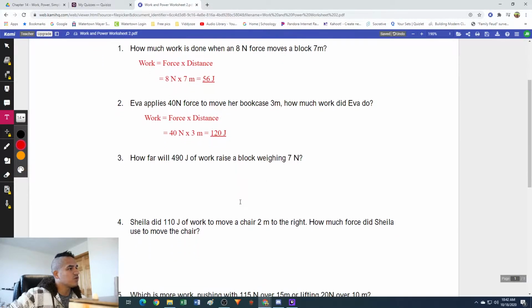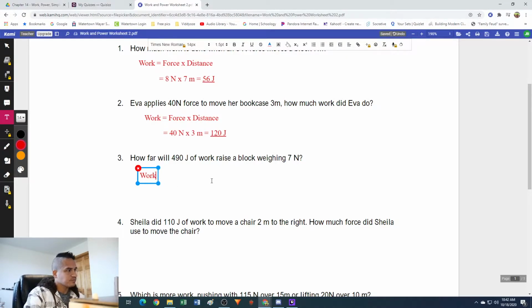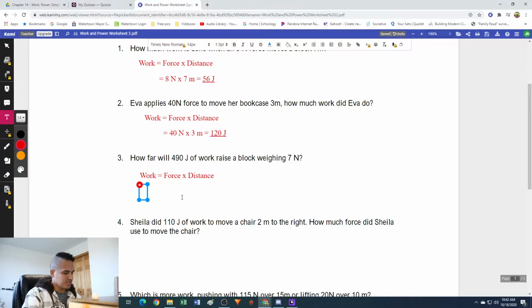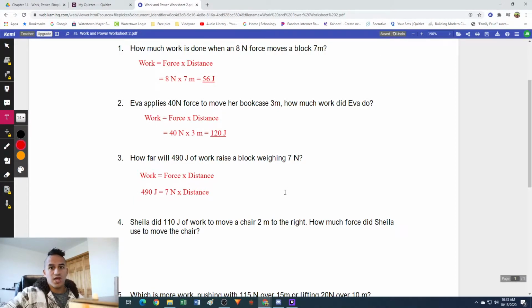All right, number 3: how far will 490 joules of work raise a block weighing 7 newtons? All right, so now, again, we still know that our equation for work is force times distance, okay? But in this problem, they're giving us work, and they're giving us force, but they're asking us for distance. So basically we have 490 joules equals 7 newtons times distance, okay? So we get to here. Now, how do we solve this one? Because we basically have this variable of distance on the right, and in order to solve for distance, we need to get this variable by itself. So we're going to have to do a little bit of algebra, okay?